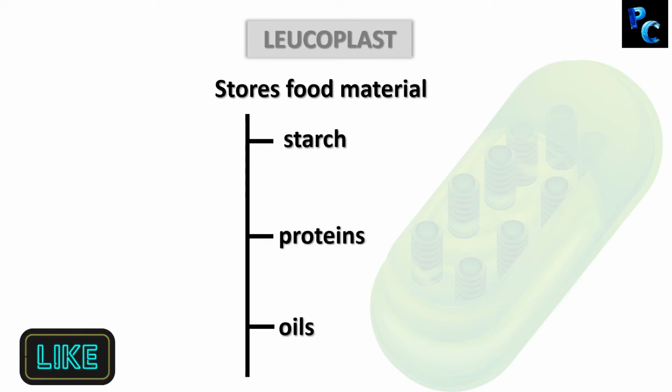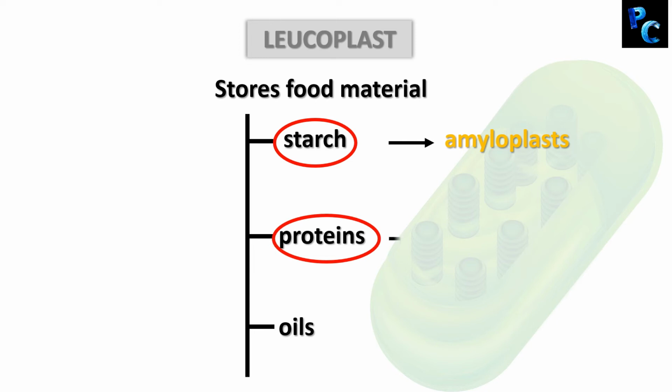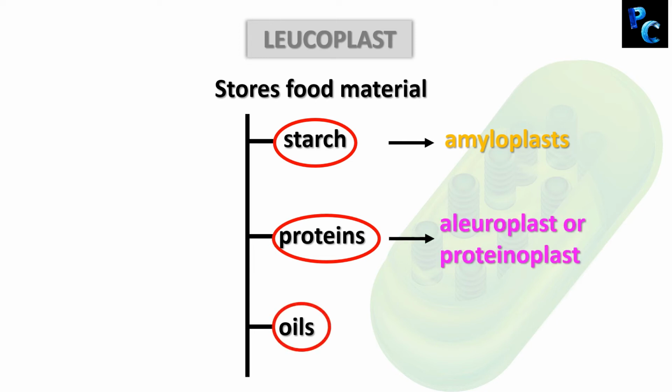When leucoplast stores starch, then it is called amyloplast. When it stores protein, then it is called aleuroplast or proteinoplast. And when it stores oil, then it is called elaioplast. So, leucoplasts are of three types depending upon what they store. Leucoplasts are present in storage cells and roots and underground stems.